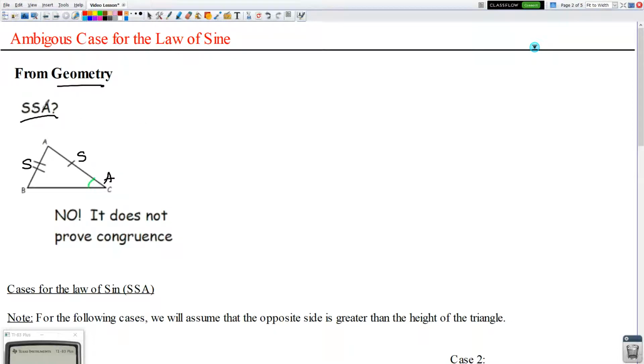And that's the connection between the congruency and the ambiguous case for the law of sine. Because you've been given SSA, and you know from your previous class that SSA does not prove congruency, that means that the same angle can be written in different forms.